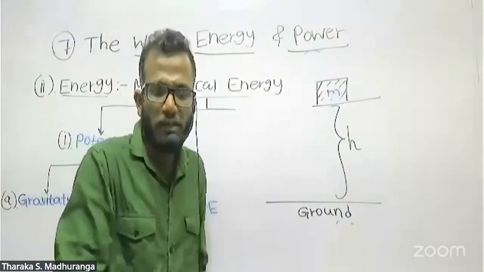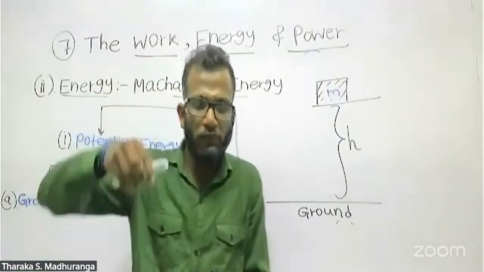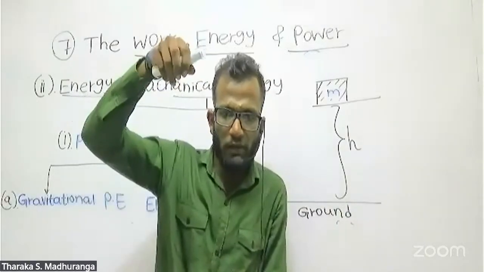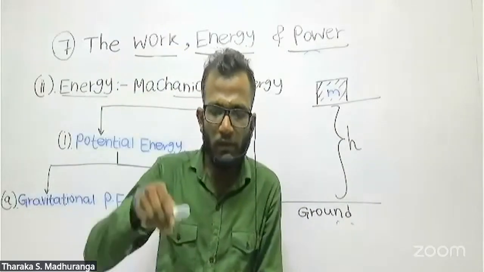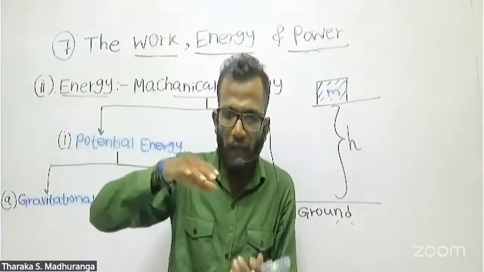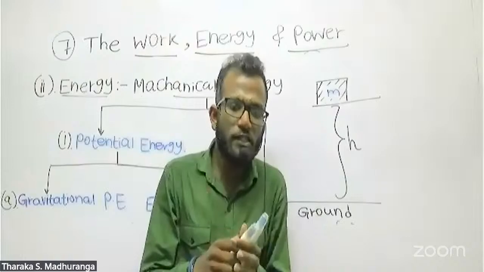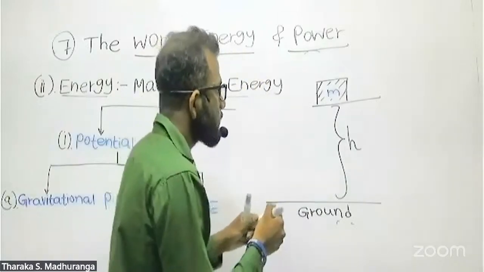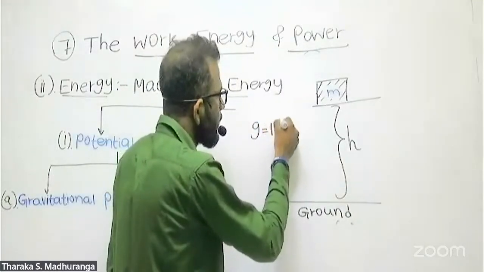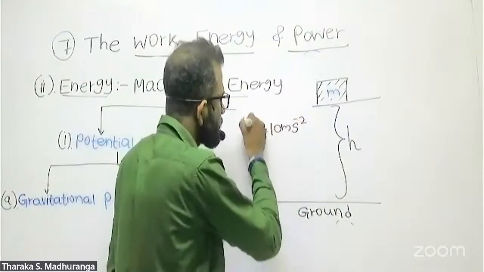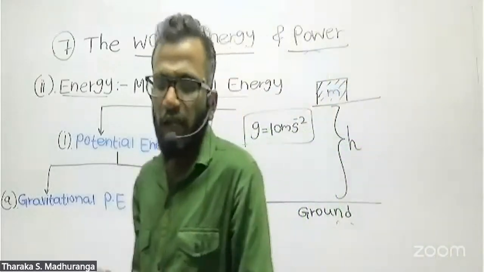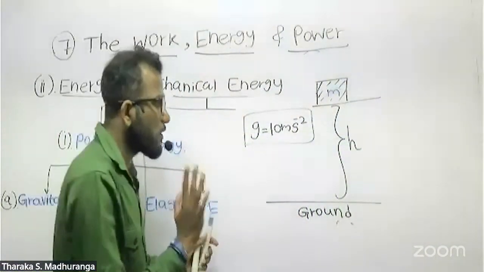Then the gravitational acceleration is a constant, 10 m s^-2. Gravitational acceleration means when we consider any object moving freely in our atmosphere, it moves with gravitational acceleration. In your O-level you know g equals 10 m s^-2, and in our syllabus also we use 10 m s^-2, therefore no problem.